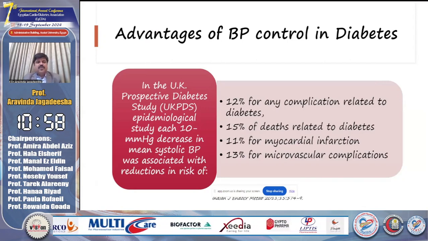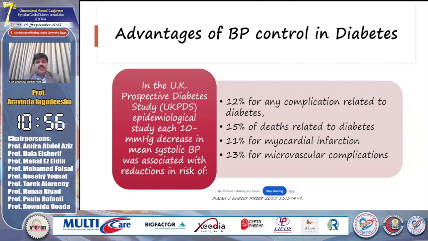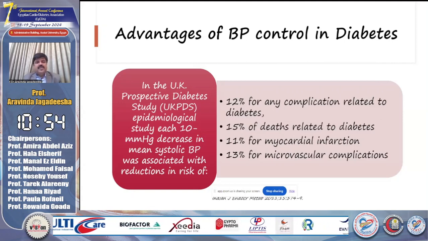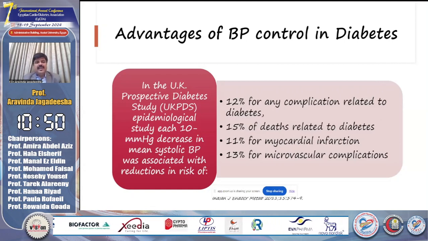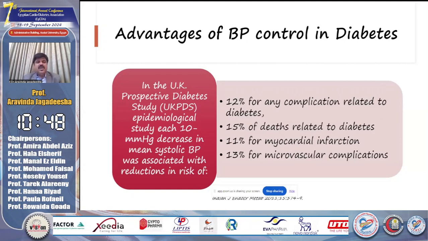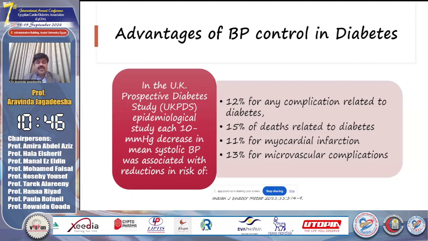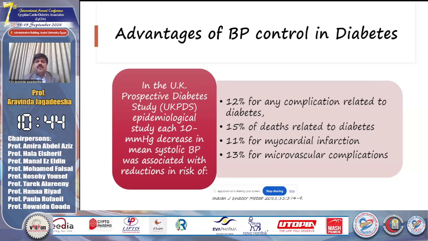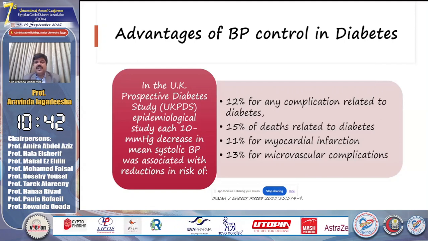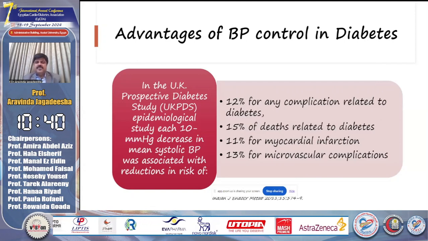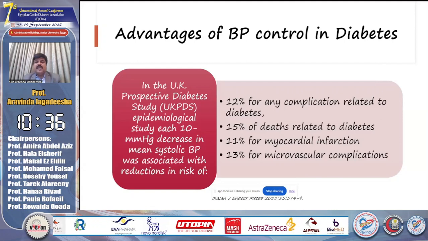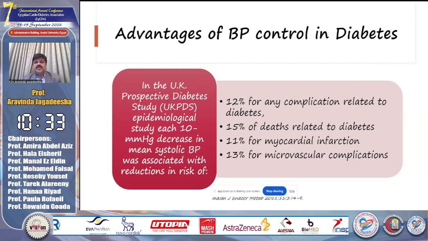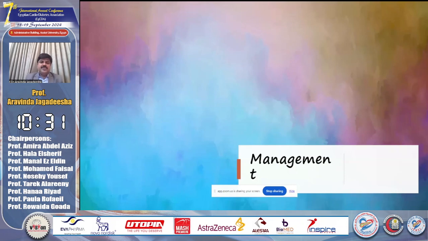So the advantage of BP control in diabetes. In the UK Prospective Diabetes Study, that is the UKPDS epidemiological study, each 10 millimeter mercury decrease in the mean systolic blood pressure was associated with a reduction in risk of 12% for any complications related to diabetes, 15% of the deaths related to diabetes, 11% for myocardial infarction, and 13% for microvascular complications.